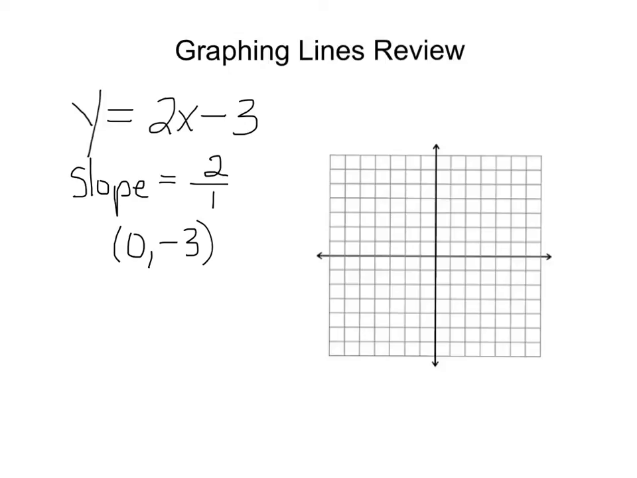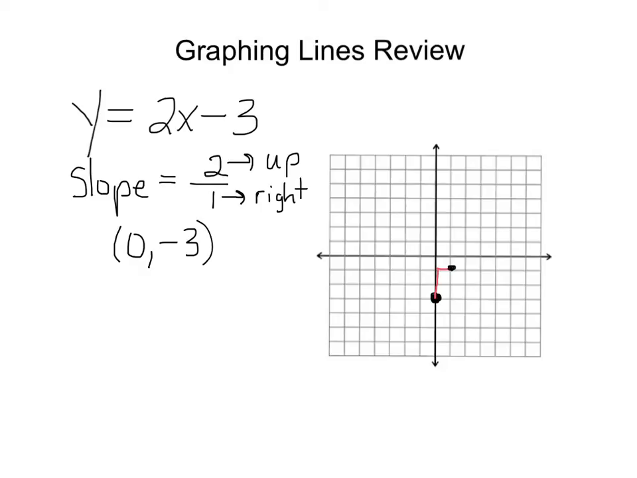Now my slope of 2, the 2 on top is going to tell me to go up 2, and the 1 on the bottom is going to tell me to go to the right. So let's go ahead and graph this. I'm going to plot the point 0, negative 3, which is this point right here. And then what I need to do is use my slope to get some other points. So from that point, I'm going to go up 2 spots, and I'm going to go right 1, and then I'm going to draw another point.